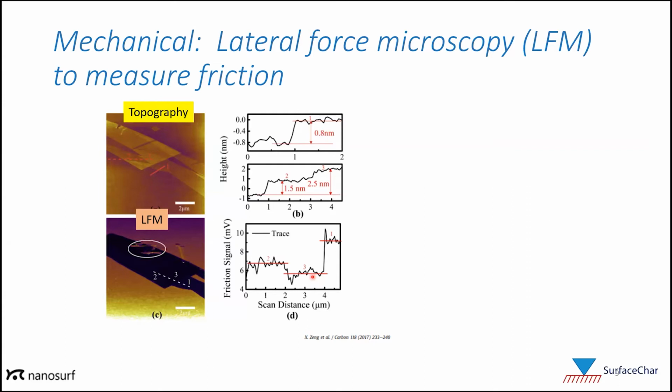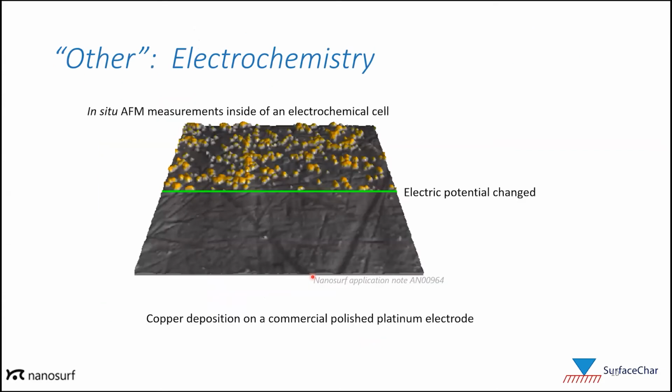Like I said, there are so many. I could spend probably a whole day just talking about all the different modes, but this just highlights some of the more common ones. Some other things one can do with AFM is a measurement like electrochemistry. You can do AFM measurements inside of an electrochemical cell. And therefore you can measure the topography or the morphology as a reaction is occurring.